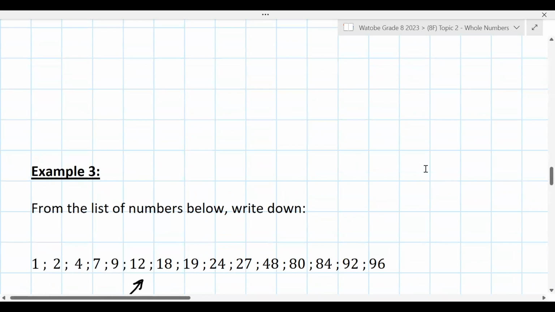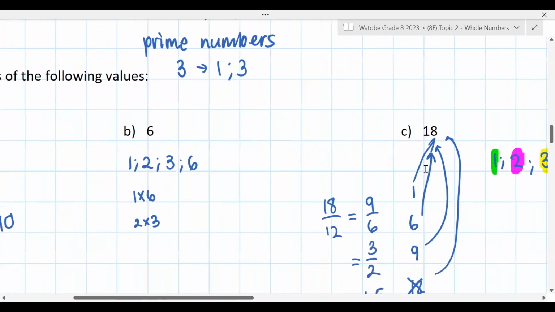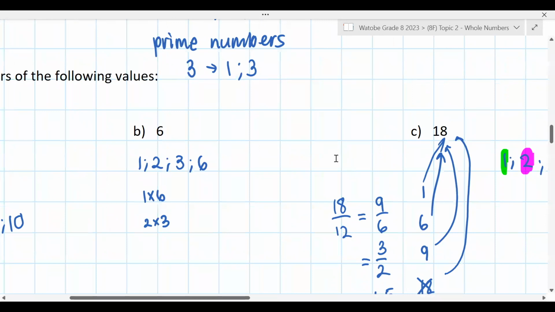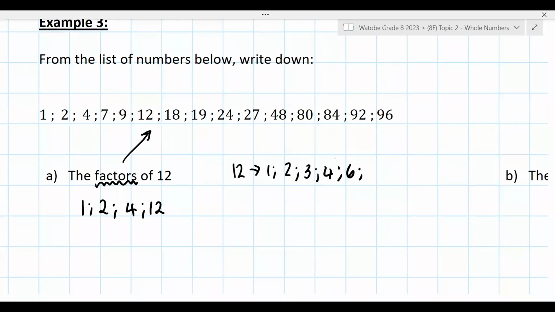If we think about all of the factors of 12, this would be 1, 2, 3, 4, 6, and 12. We don't want to list all of them. We only want to list the ones that are in this list. So the ones that are in this list, as Jen has told us, are 1, 2, 4, and 12. Very, very nice. Well done.